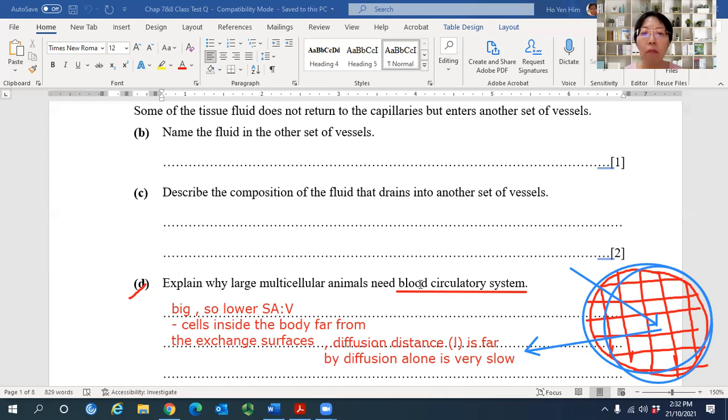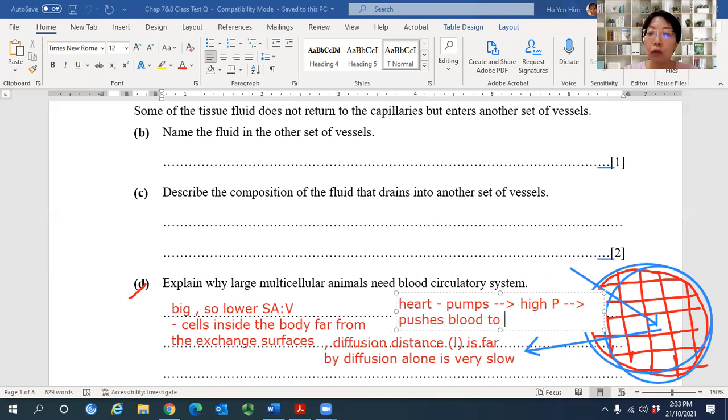So therefore, we need a blood circulatory system. What does it do? It has a heart that pumps. When it pumps, it creates a high pressure, and this high pressure pushes the blood to flow. So the blood flow is not because of diffusion anymore. The blood flows because there's a force that creates a hydrostatic pressure that pumps the blood around the body. So the movement becomes very fast because of the pump.